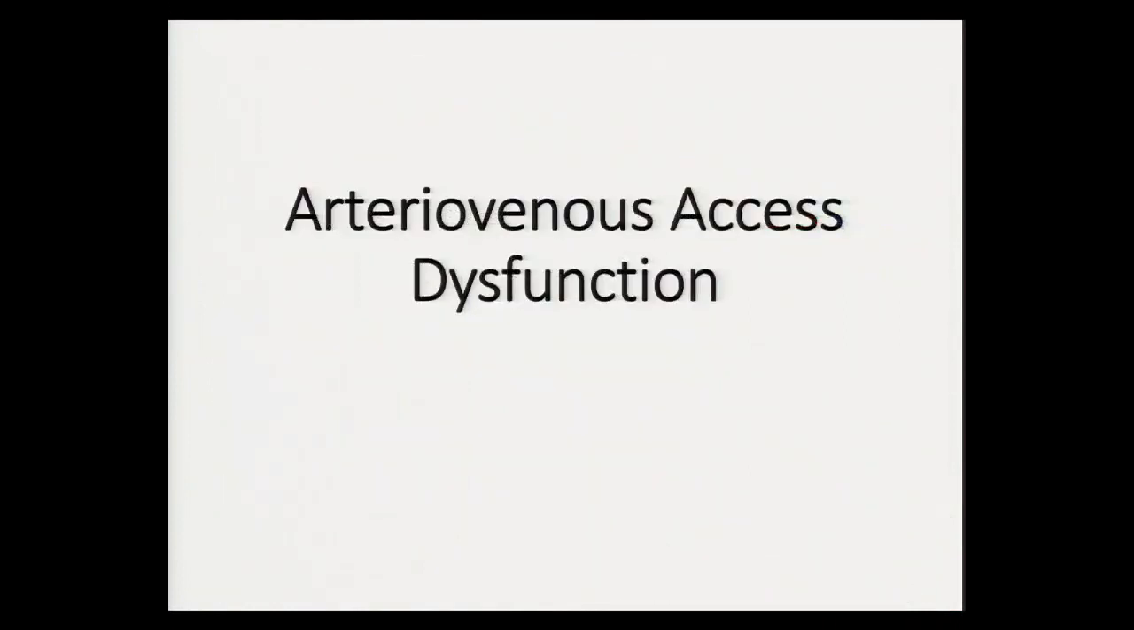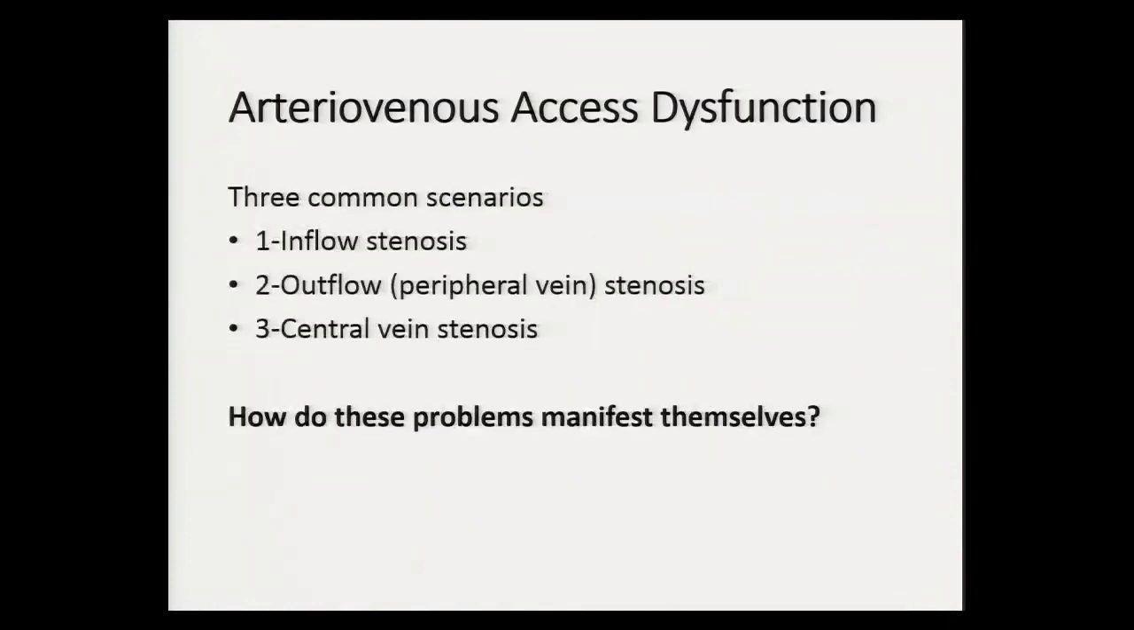Okay, so let me describe some clinical cases of arteriovenous access dysfunction and show how they manifest and what we do to treat them. So there's three common scenarios. There can be inflow stenosis at the arterial anastomosis or somewhere in the artery. There can be outflow stenosis in the peripheral outflow veins, and there can be central vein stenosis.